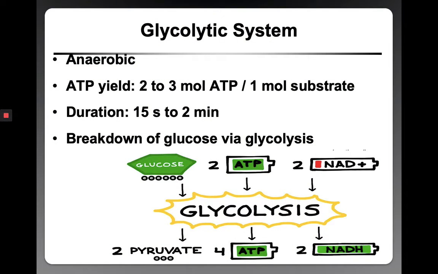It will yield a little bit of ATP for us, so 2 to 3 moles of ATP through 1 mole of substrate, in this case, carbohydrate or glucose. It's usually going to last anywhere from 15 seconds to 2 minutes, and it breaks down glucose via glycolysis. And so that is how we utilize the carbohydrate or glucose molecule that we ate and how we produce it into ATP, which is our form of energy.